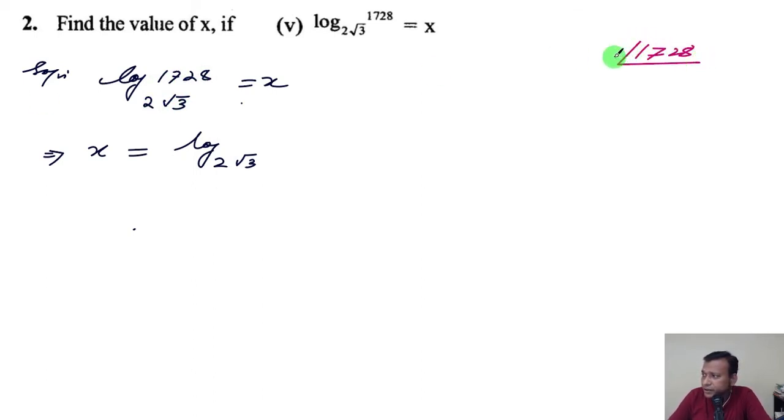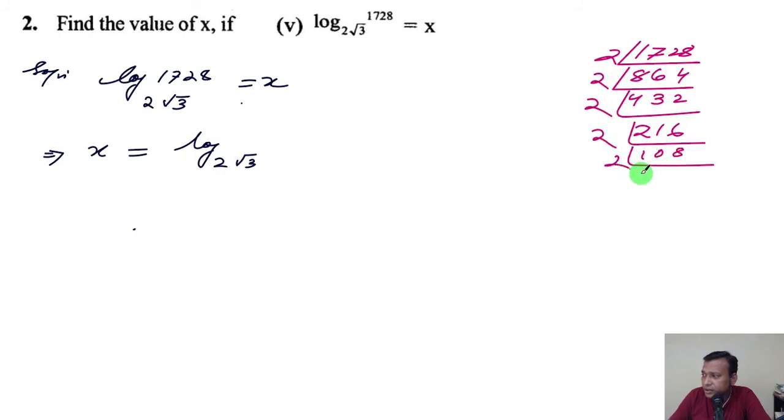1728. 2 8s are 16, 2 6s are 12, 2 4s are 8, 2 2s are 4, 2 1s are 2. Continuing to factorize, we get 27, which is 3 9s and 3 3s. Yes, this can be written with total number of 2's: 1 2 3 4 5 6, and total number of 3's is 3.